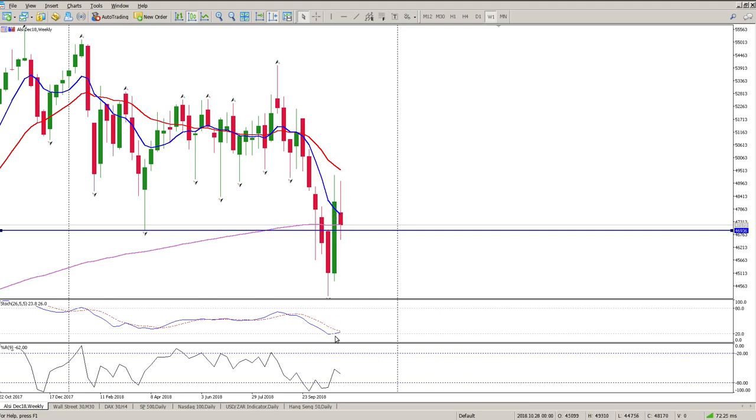Stochastic at the moment is heading for a crossover, which is starting to look like a turn, and we even had some weekly divergences here on the Williams percentage R, and that is also indicating a turn.